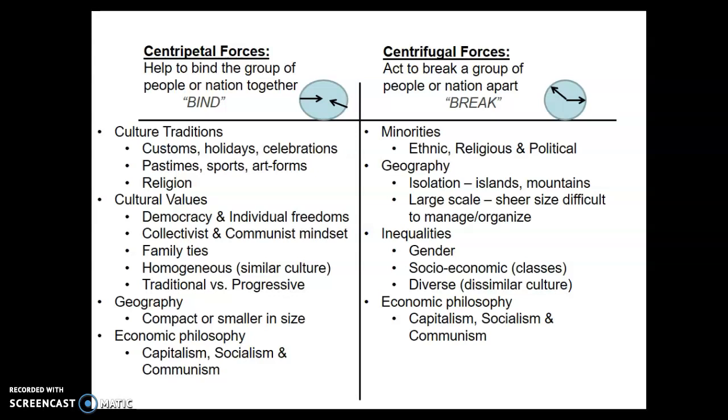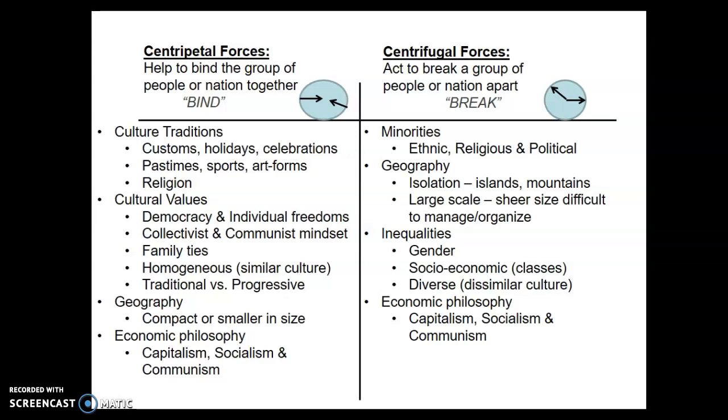If your country just physically is isolated, you have islands or mountains and people are isolated and don't get communication from the government, that could create factions against the larger federal government. If you just have a super huge country that's really hard to manage, that can create centrifugal forces. And other examples are socioeconomic differences, dissimilar cultures, or maybe economic philosophy that you have just different. People believe that money should be spent in different ways.